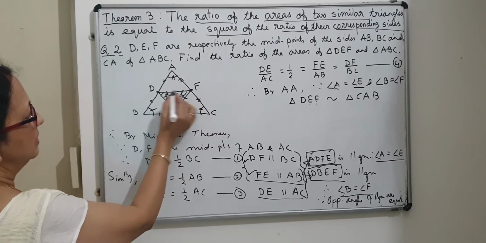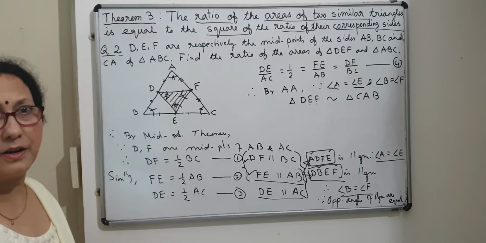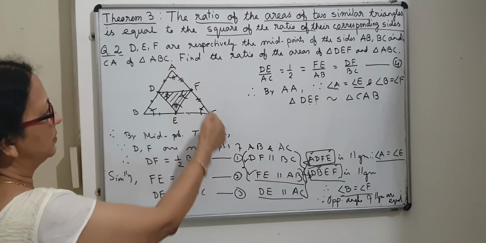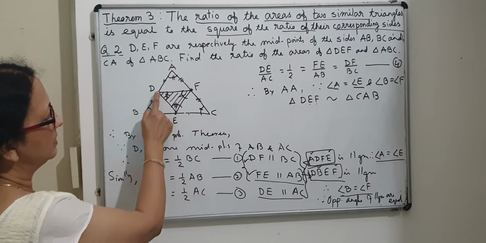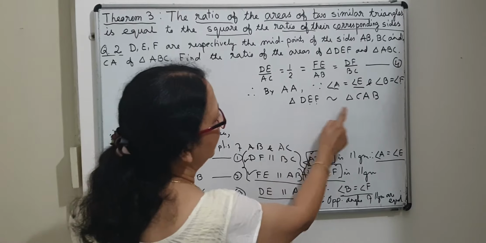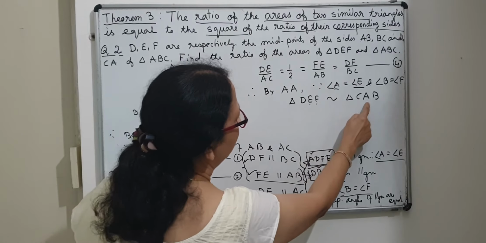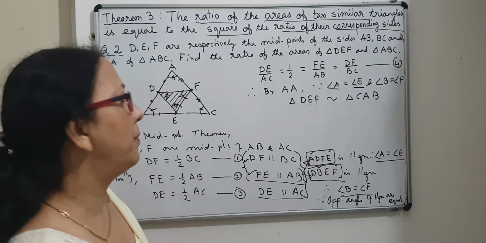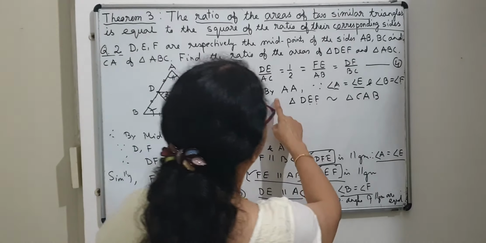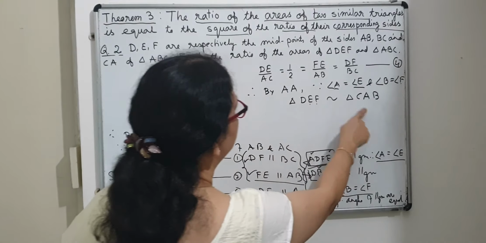Because DFCE is again a parallelogram, as DE is parallel to FC and DF is parallel to this. So these opposite angles are equal. So D is equal to C. So with respect to D I am getting C, E is equal to A and F is equal to B. All were equal angles as they were opposite angles of a parallelogram. So in this way I have proved these triangles are similar by AA.